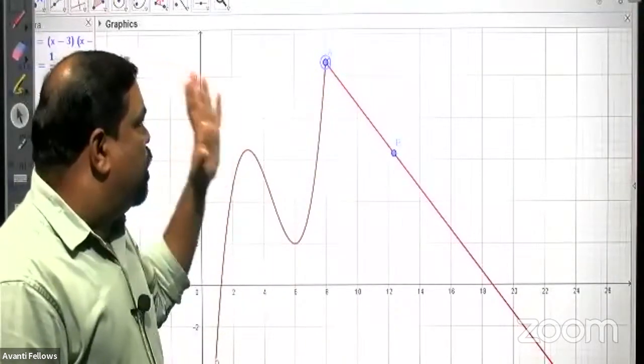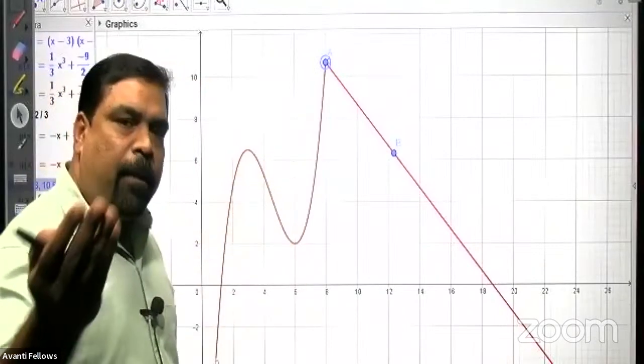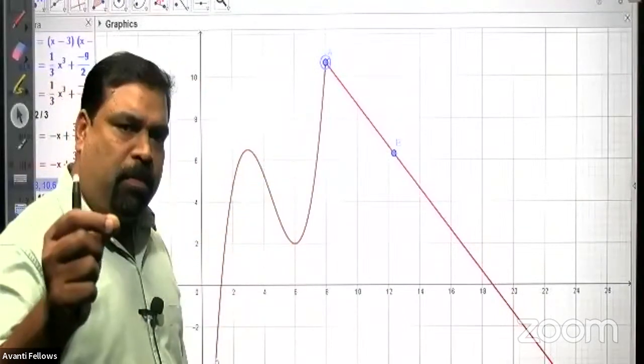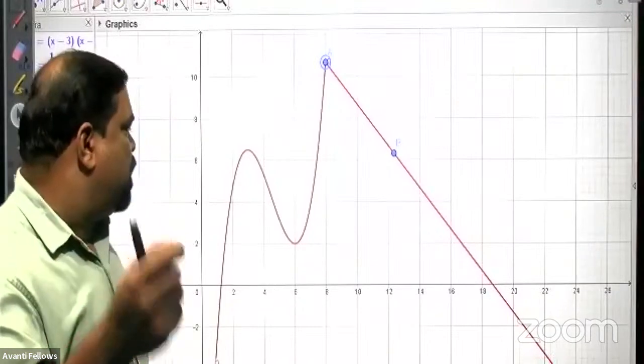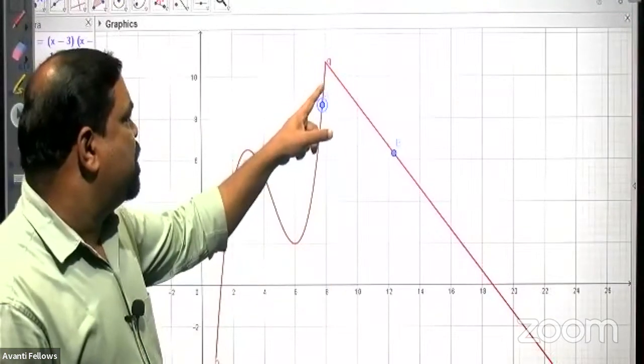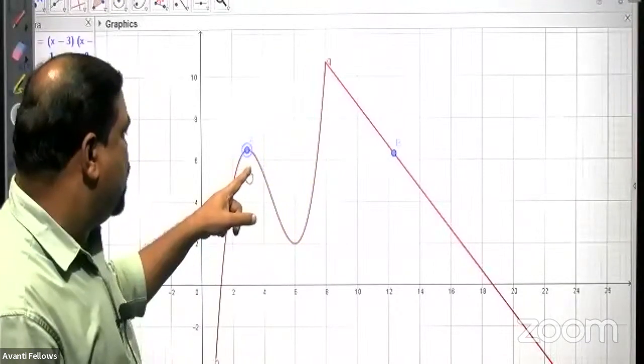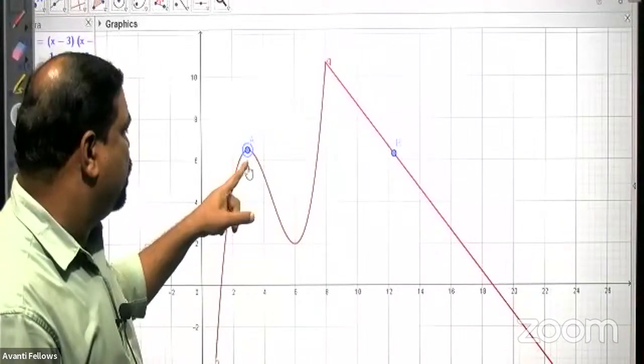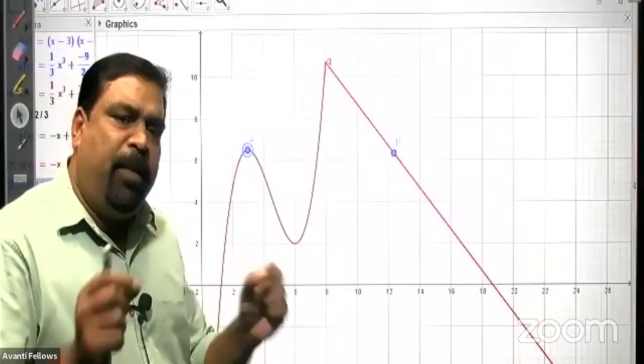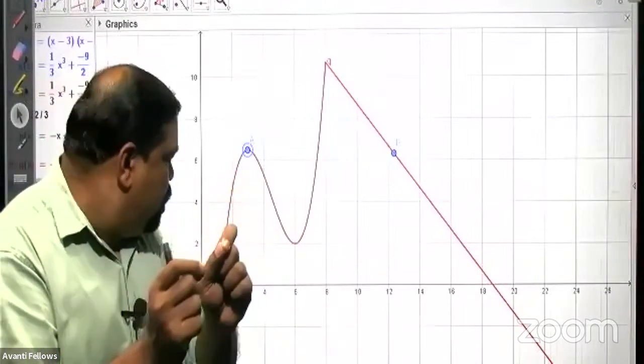So actually maxima is the plural of maximum. So you can observe that at different points the function attains a maximum or a minimum. So at this point x equal to 3, the function attains a maximum in that neighborhood of 3.